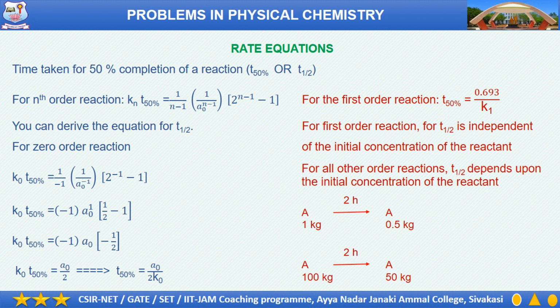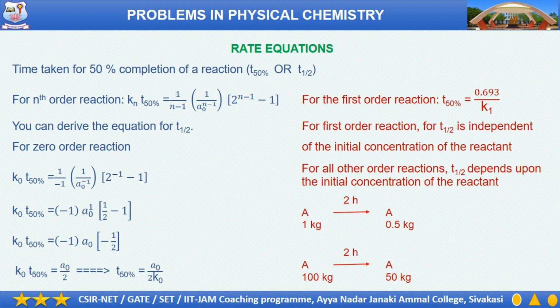From this, you can derive the T half for various orders. Go and work out. Put n equal to zero for zero order, put zero everywhere. Find out what the equation for the T half is for a zero order. And if you want to know for the second order, put n is equal to 2 everywhere. Rearrange the equation, and you will arrive at the equation for the T half of the reaction for second order.